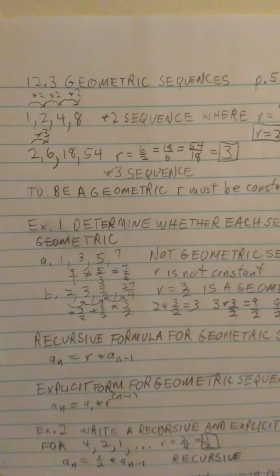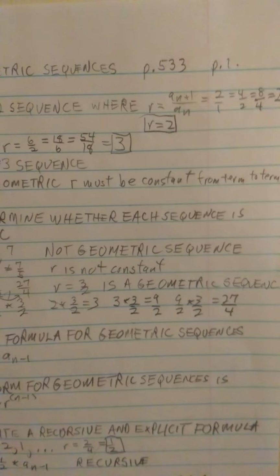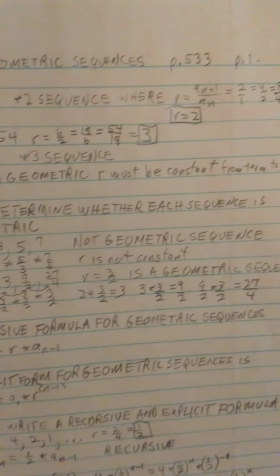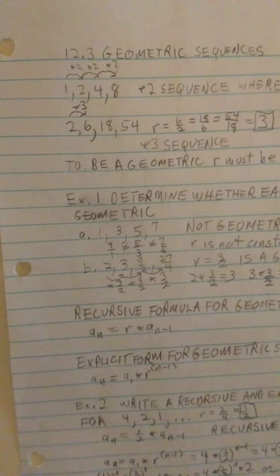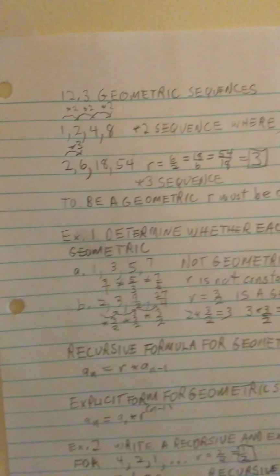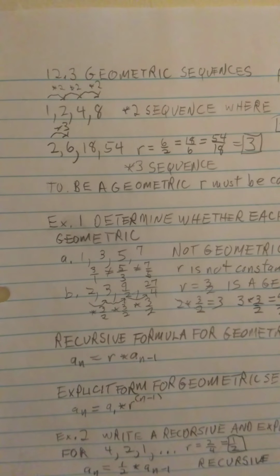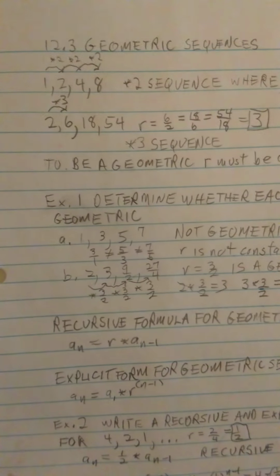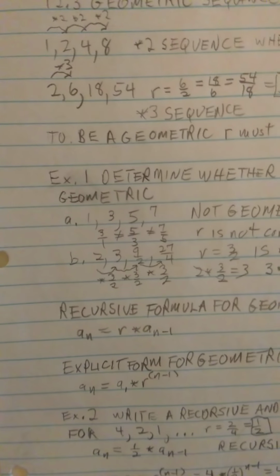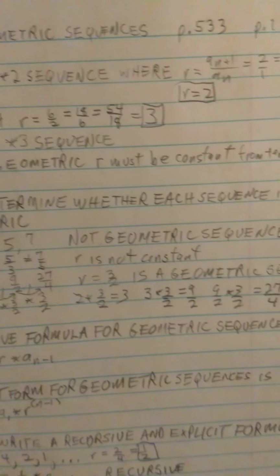So today we're going to do 12.3 geometric sequences on page 533. And you'll notice that they're very similar to arithmetic sequences, except now we're multiplying by a constant number to get from term to term. So as we look at 1, 2, 4, 8, we see that we're just multiplying by 2, making it a times 2 sequence where r equals 2.